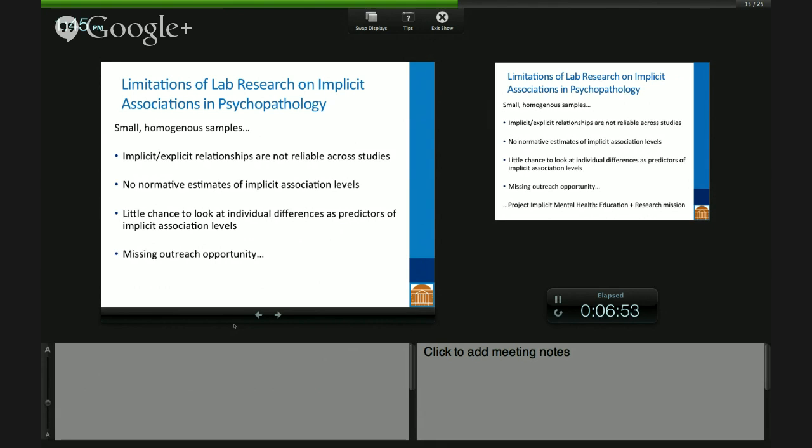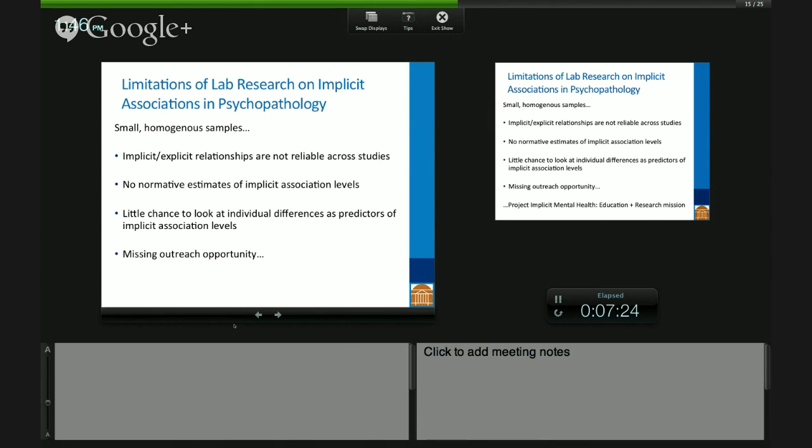In psychopathology, we've seen that the strength of implicit-explicit relationships is really not reliable across studies. We have no normative estimates of implicit association levels. Many of you have probably taken tests at Project Implicit where there are established levels of what's the norm for a given implicit association. We don't have that kind of equivalent. And perhaps, for me, most consequentially, we've had very minimal chance to look at individual differences as predictors of implicit association levels. We know very little about age, gender, all kinds of different effects.